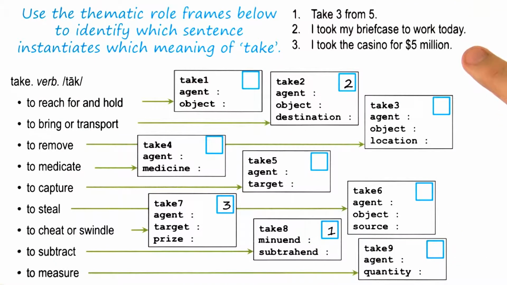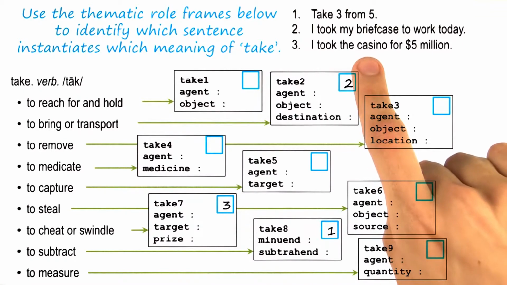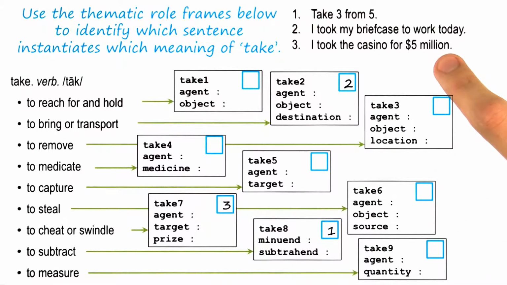So the third sentence is a good bit more complicated. I still know that I am an agent, I know that the casino is a place of business, and I know that $5 million could be considered a prize or an object. So that gets me down to take 6 or take 7. Take 6 is to steal, and take 7 is to cheat or swindle, which are subtly different.